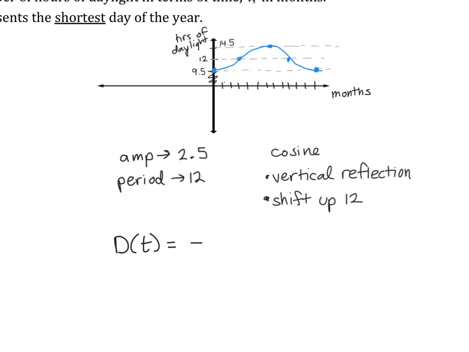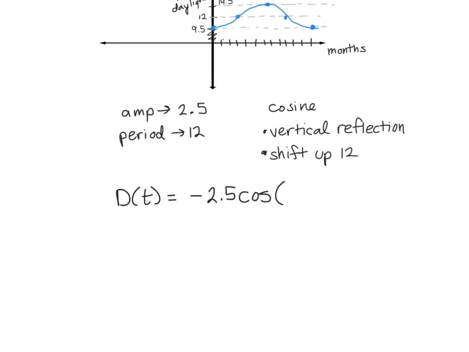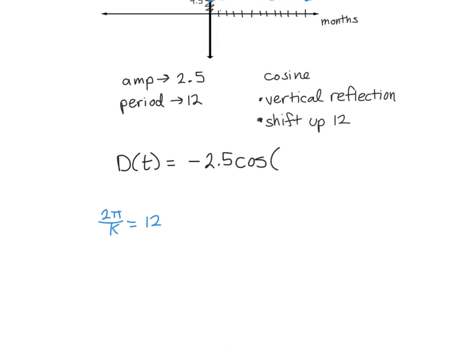So the first thing we're going to account for is that vertical reflection. So I have a negative, and then we do our amplitude, which is 2.5, and then we decided to use the cosine of, and now we need to adjust for the period. So I need to figure out what value should I multiply to x. And remember, I can use this little formula. I can say 2 pi divided by k should equal 12. So that means that k should be pi over 6.